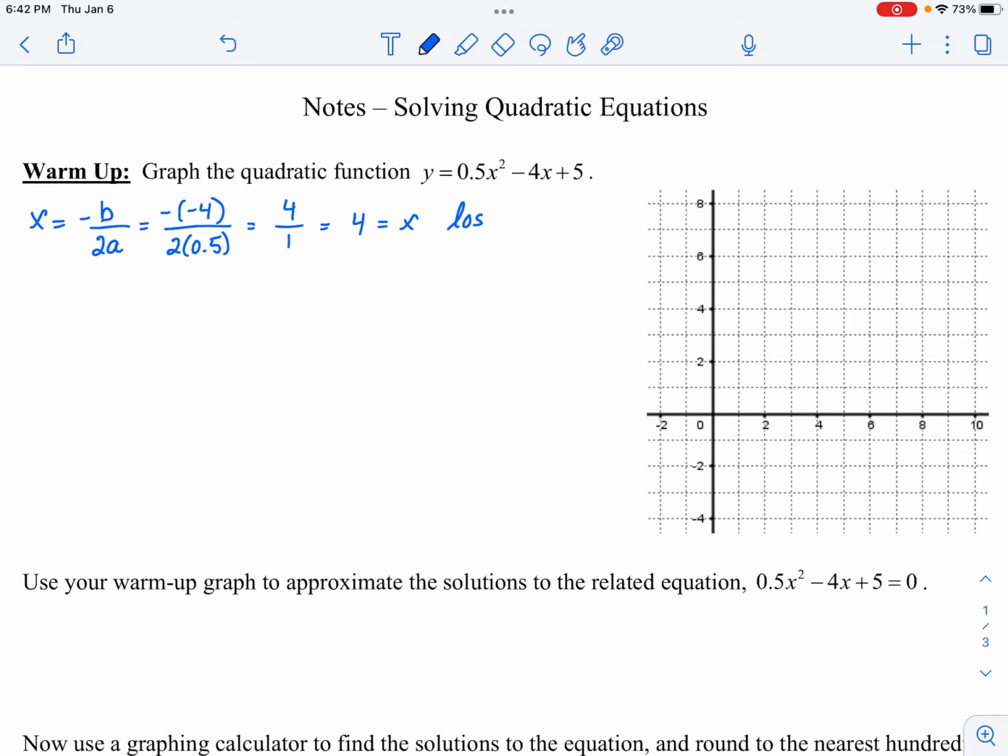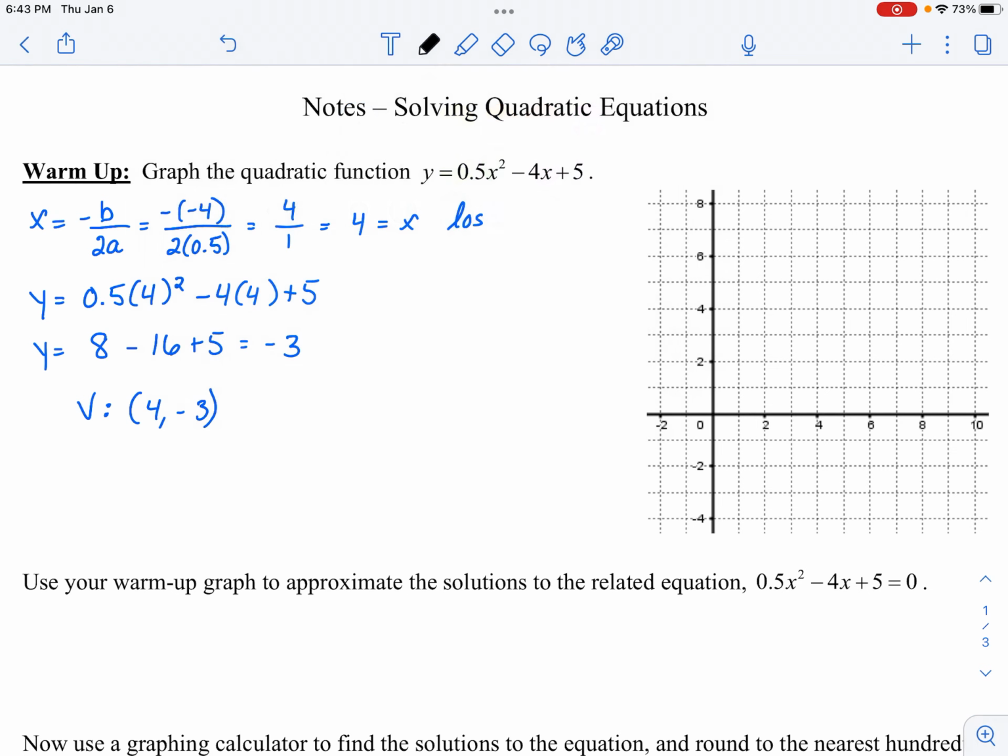And then I'm going to look at what is the y value that goes with that to find my vertex. So I'm going to do 0.5 times 4 squared minus 4 times 4 plus 5. And then simplifying that down, 4 squared is 16. 16 times a half is 8. And then minus 16 plus 5. So my y value comes out to negative 3. So that means the vertex is at the point 4, negative 3.